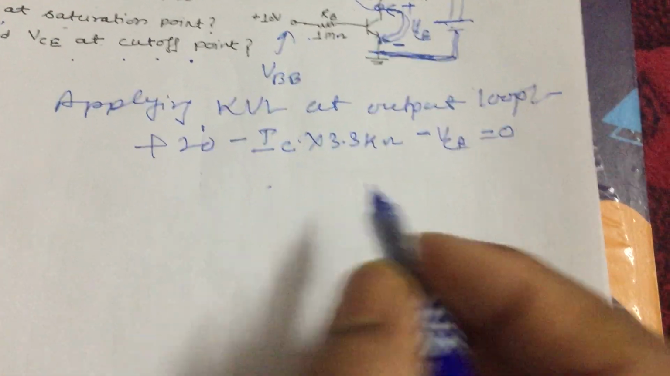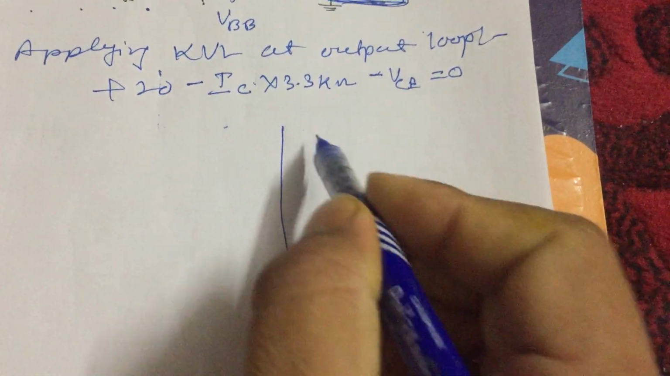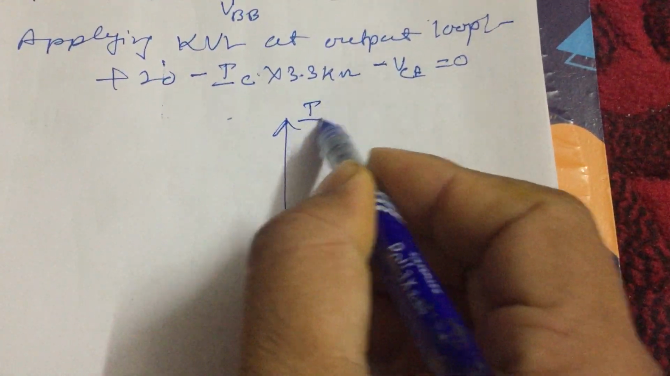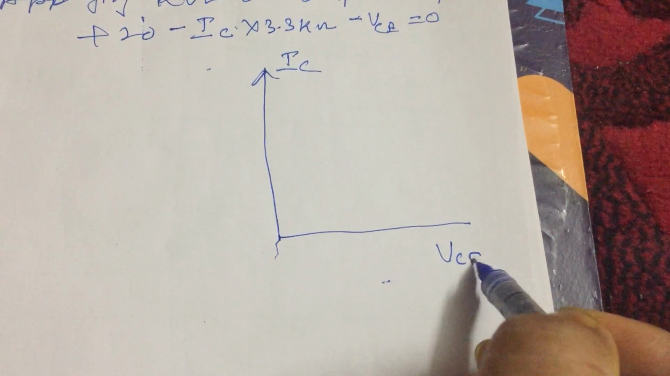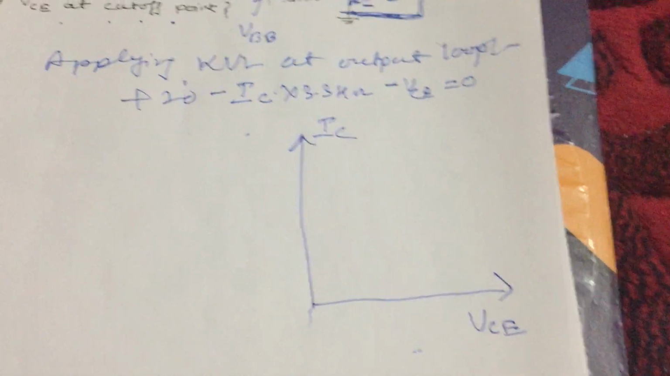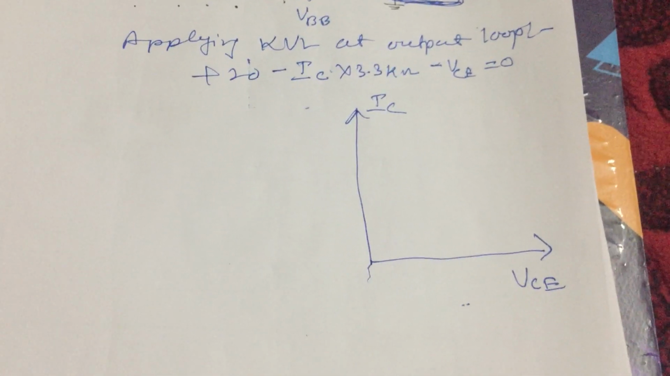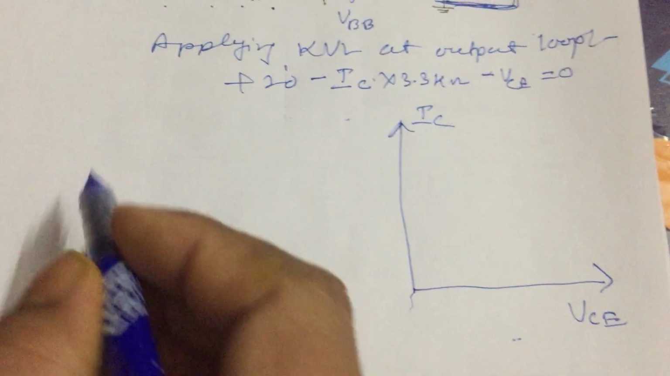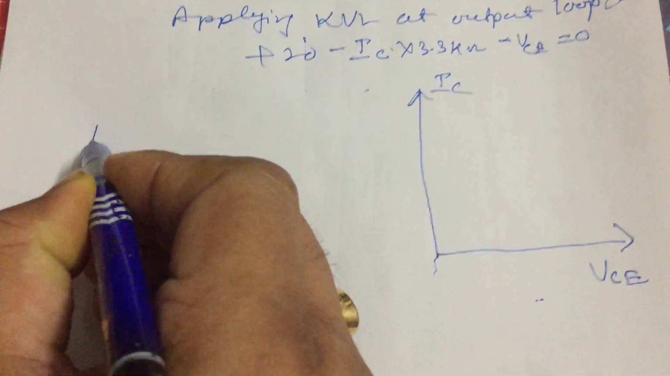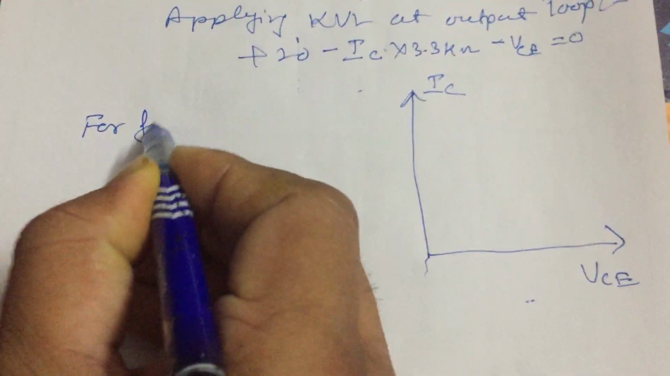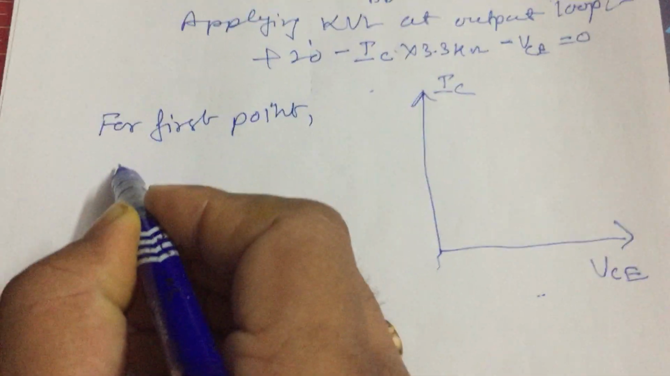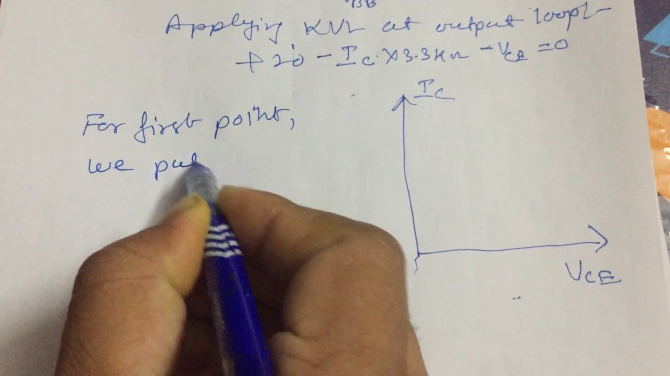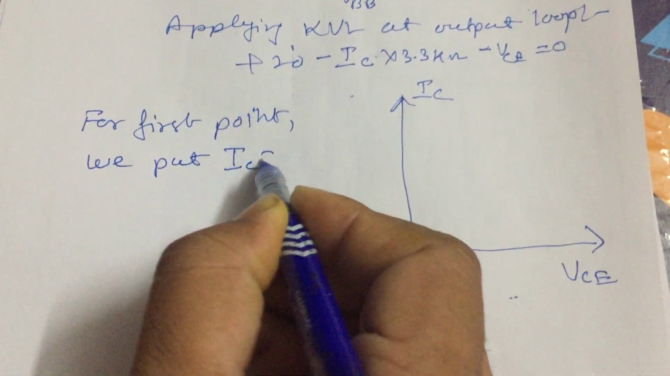Then we have to draw a load line. Load line means one axis is IC and the other axis is VCE. The load line exists on the output curve. Now we require 2 points. So for the first point, we put IC equal to 0.